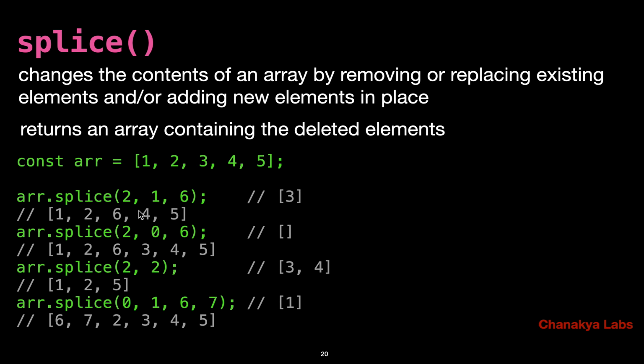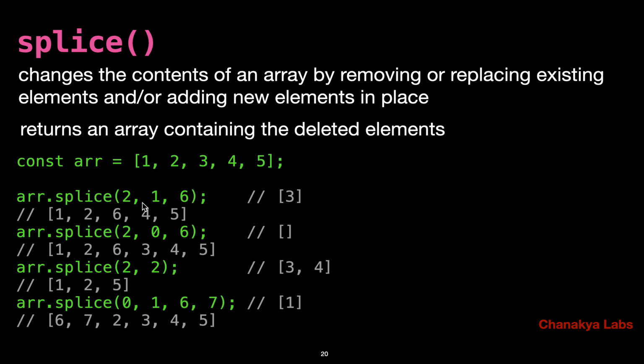See, in general the syntax takes 3 arguments. The first argument is the start index, from where I have to start working. So I have to start working from 0, 1, 2. From this index I have to start working. Second is the number of items to be deleted. So I'm saying that I will start working from here, and I will delete one element, and that's why you will see that 3 is deleted. Third is what I have to insert.